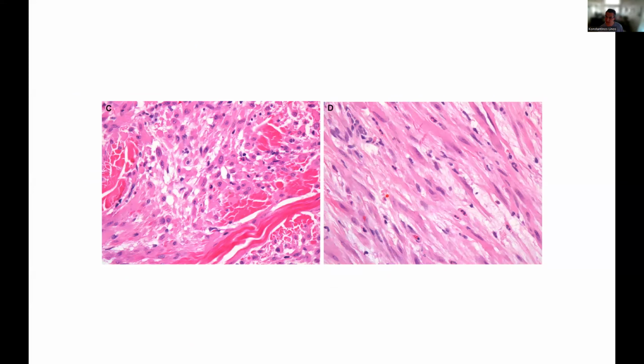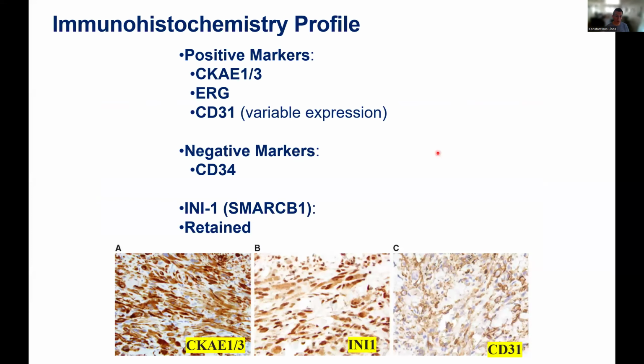And another clue, in about 50% of the cases, is intermingled neutrophils, which can be a clue to the diagnosis, but can create some confusion because of its immunohistochemical profile. It's positive for cytokeratin, it's positive for ERG, but it's negative for CD34, and CD31 is variable. So if you don't do ERG, you're not going to pick it up. And of course, because it's cytokeratin positive, you start thinking about epithelioid sarcoma, maybe hence the old name epithelioid sarcoma-like, but the INI1 here is retained.